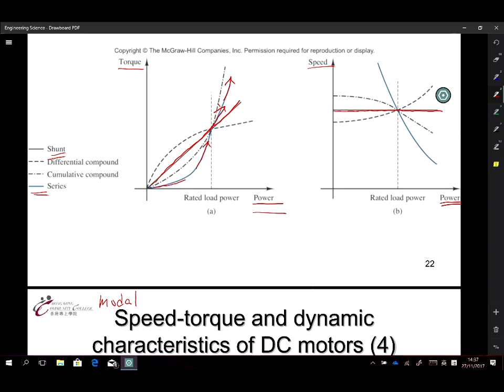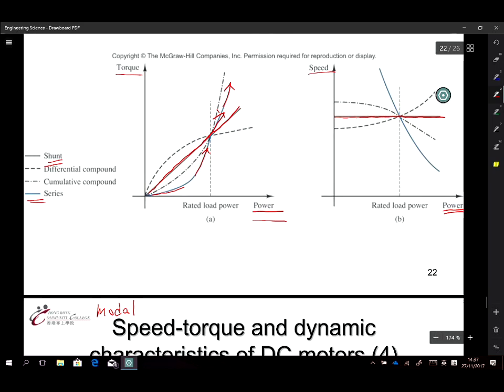The torque becomes larger if you supply a high power. On the other hand, if you look at the power-speed curve, you find that when the power is increased, the speed of the series motor decreases. The rotation speed becomes less and less. So if you are using the series motor for speed regulation, it is not good, because the speed is not constant. It is decreasing when you increase the power.